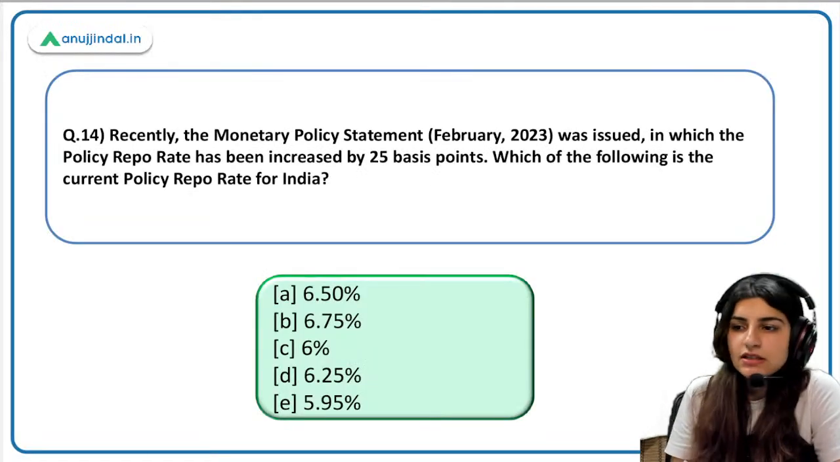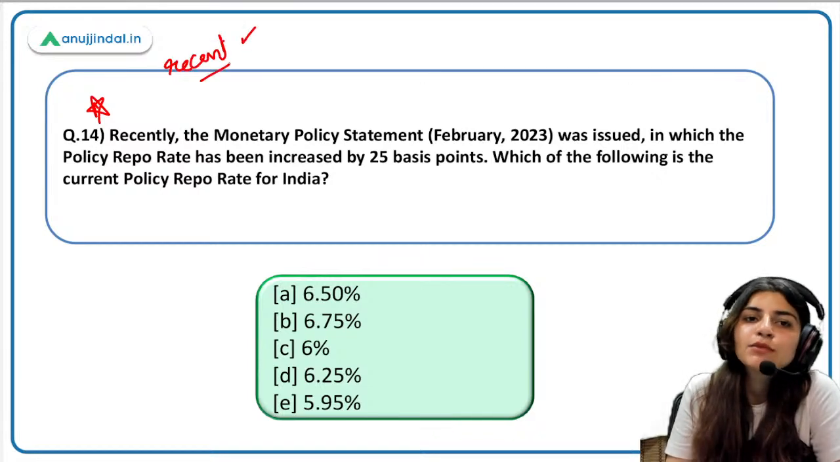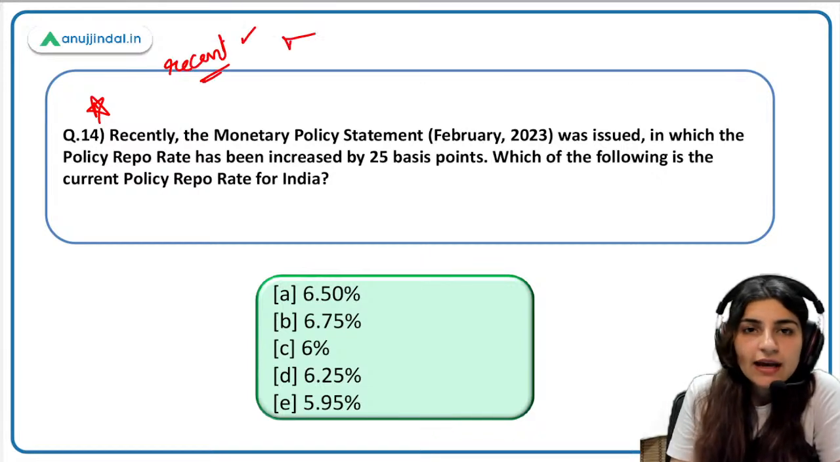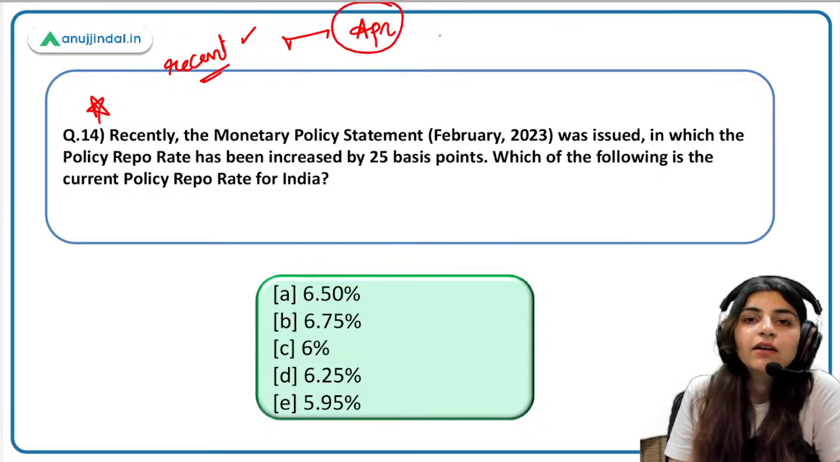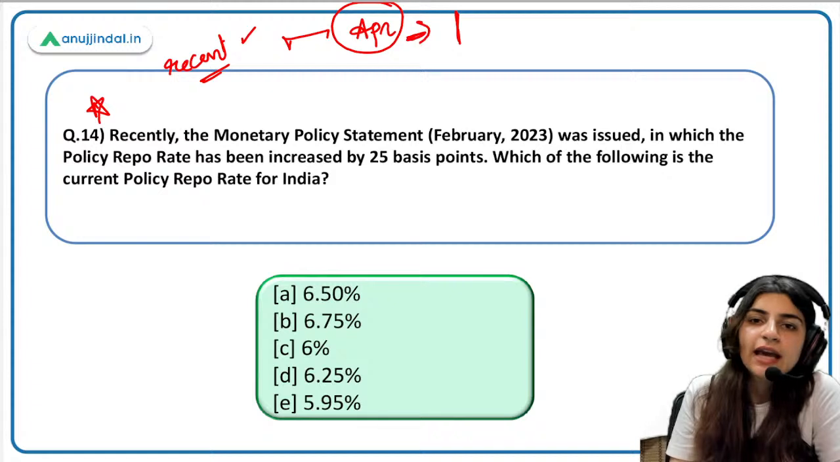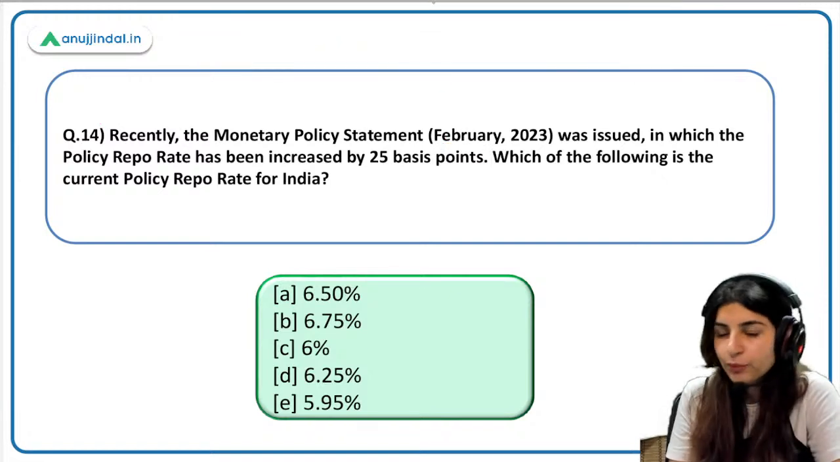Recently, the monetary policy statement, a very important question, because whatever recent monetary policy statement comes, that becomes important for your exam. So let's say the next monetary policy statement is going to come in April or May, and if your exam takes place after that, then that monetary policy statement becomes important. However, currently the February monetary policy statement is very important for all of you.